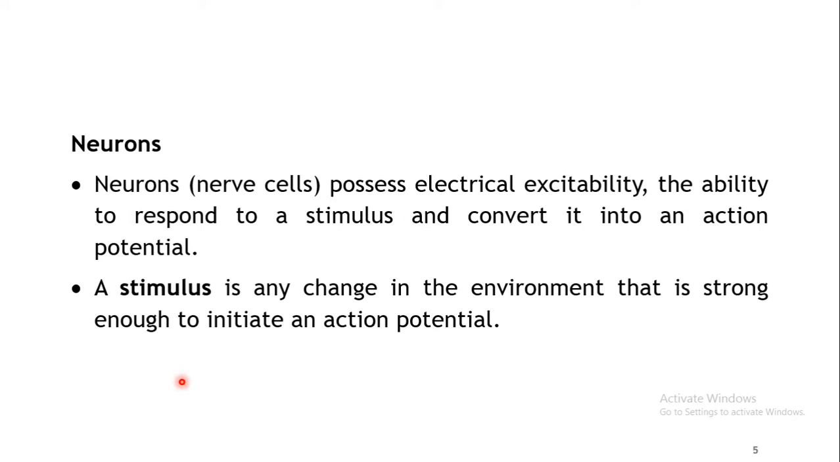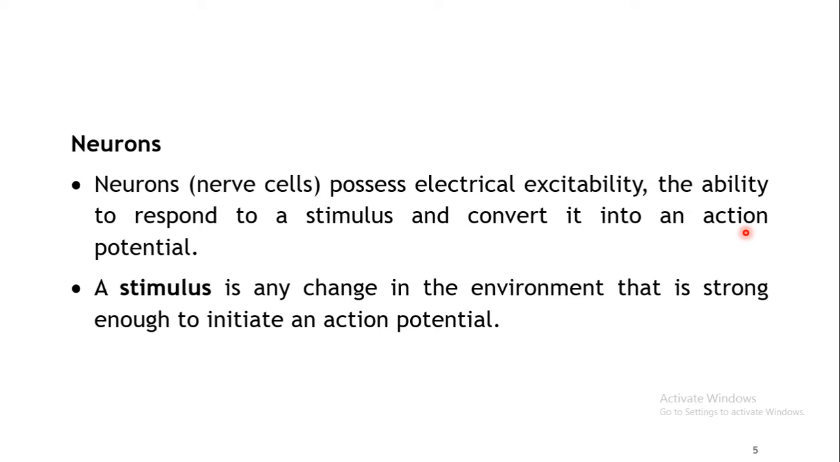Now coming to the neurons. As I've told you, these are the ones which carry out the main functions of your nervous system. These neurons are also known as nerve cells. They possess a specialized property called electrical excitability, that is, they can respond to a particular stimulus which they receive. The stimulus may be external or internal, from any environment. Once it gets that stimulus, it can get converted into an action potential.